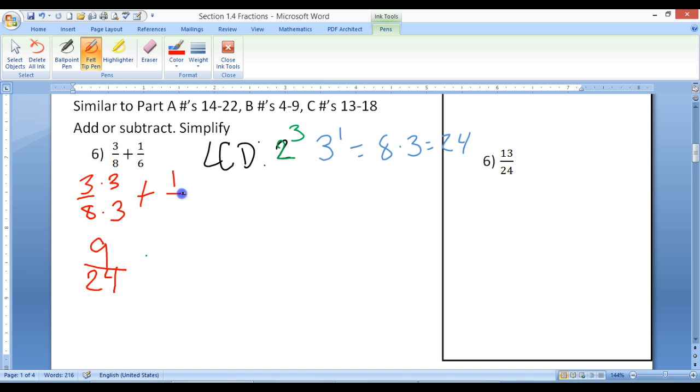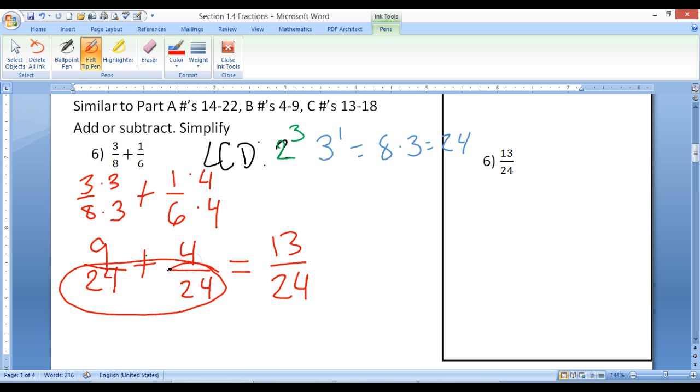Now I'm still adding this 1/6, but I need to make this also 24 on the denominator. So here I multiply by 4 because 6 times 4 is 24. Again, you must also do the numerator. So I get 4. Now I'm going to add these together. 4 plus 9 is 13 over 24. Do not add the denominators, only add the numerators, and you're done.